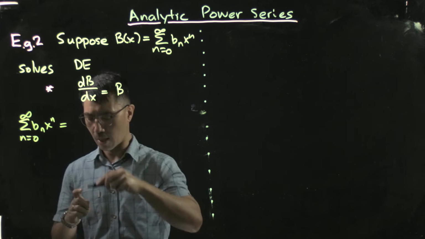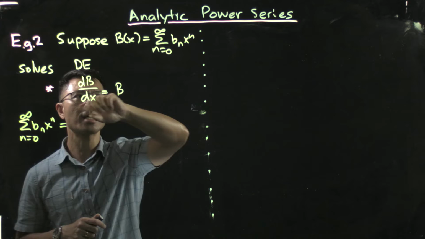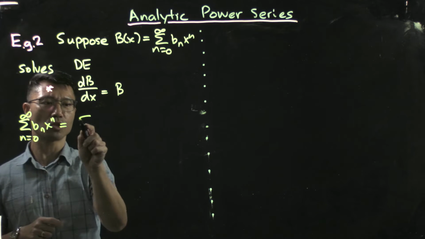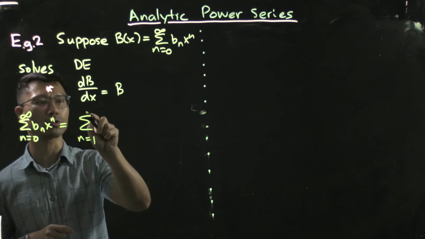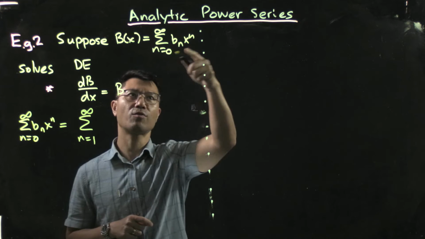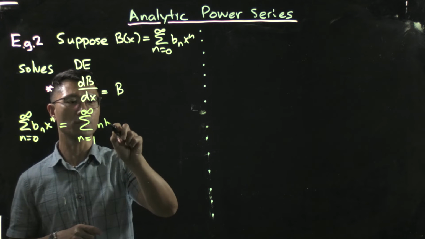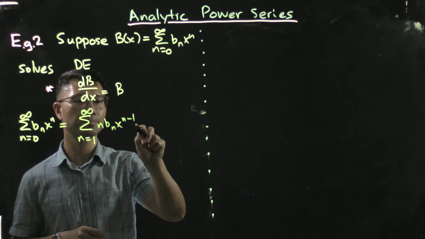And what's this one here? This is db/dx, and you can get this by term by term differentiation. The n equals 0 term drops out, so we start at n equals 1, go up to infinity, and we differentiate x^n. You get n times x^(n-1), and of course the b_n is still there. So it's n times b_n x^(n-1).